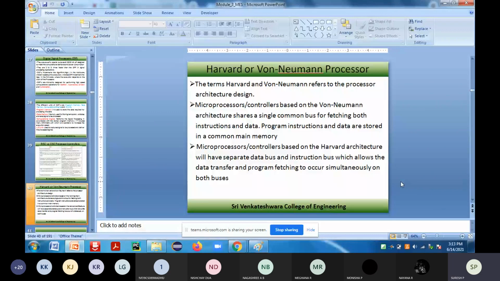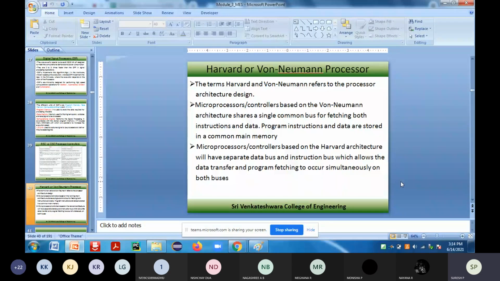Whenever we discuss the architectural design of any processor, first we should know the two different types of architectural design. One is the von Neumann architecture, and the other is the Harvard architecture. There are two types of architecture. Now, if we take the von Neumann architecture, since you already know that one.